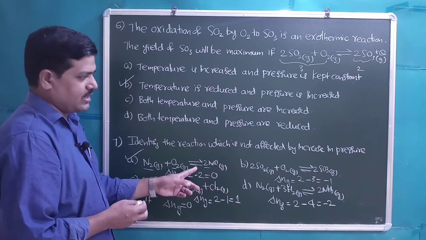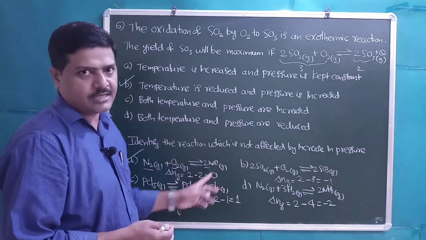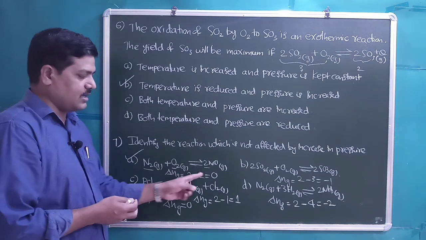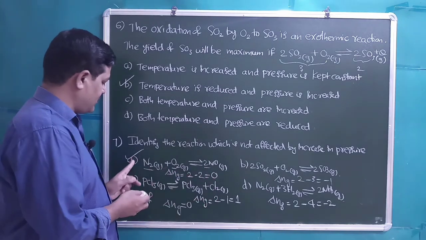According to Le Chatelier principle, change in pressure has no effect if delta Ng is equal to 0. So that is given in option A.